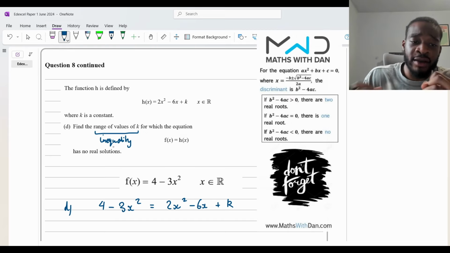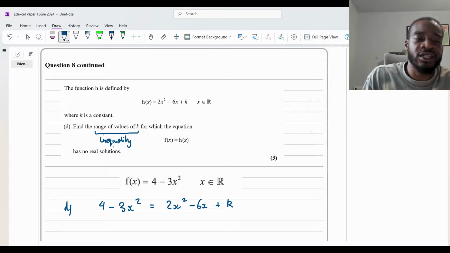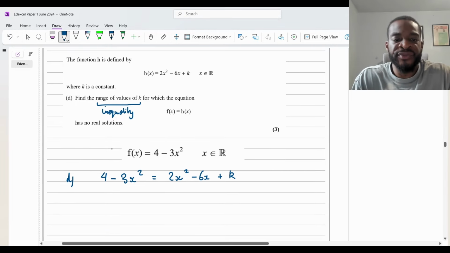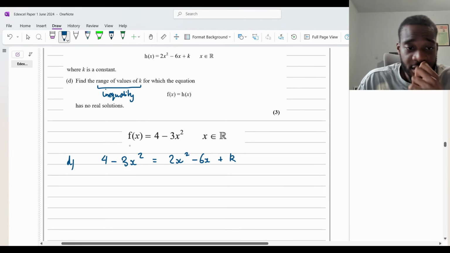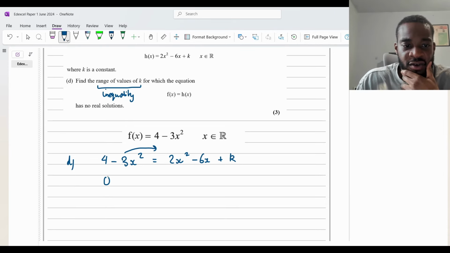It's the discriminant. So what you're going to do is get it into a nice format, ax squared plus bx plus c, apply the discriminant, and because there are no real solutions, it means that the discriminant is less than 0, isn't it? So let's do that. I'm going to do everything from left to right just so we can get the quadratic term to be positive. So I'm going to have 0 is equal to, if I move the 4 over, 2x squared minus 6x plus k plus the 4.